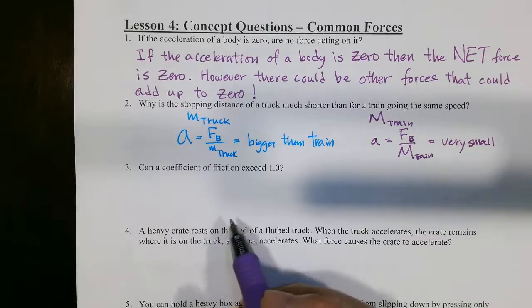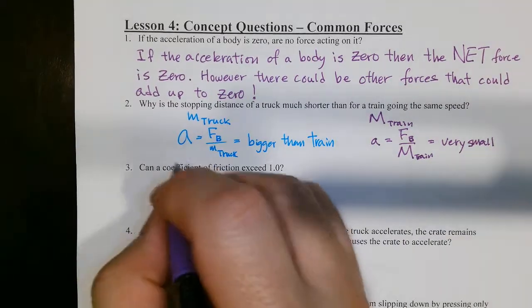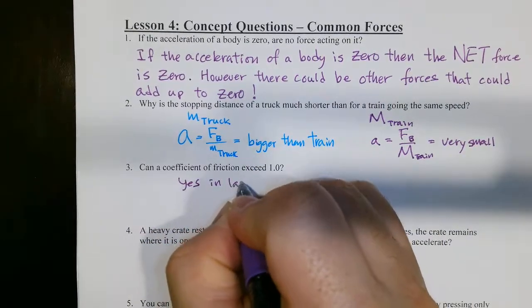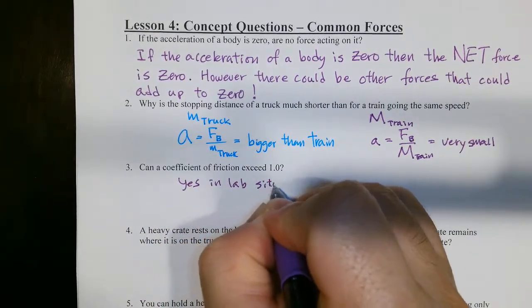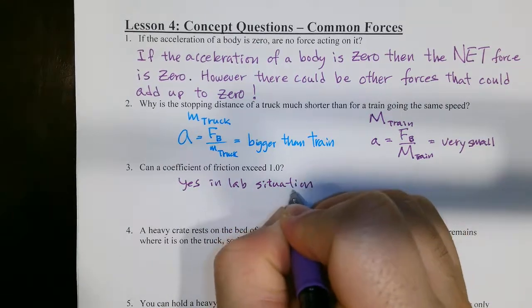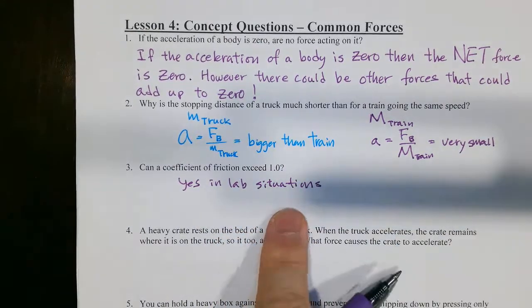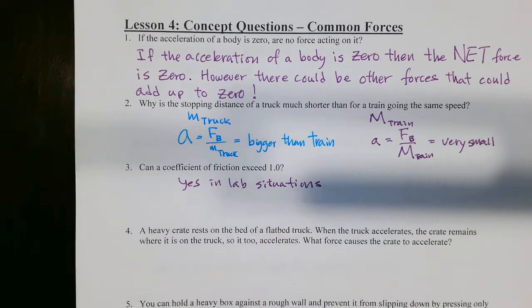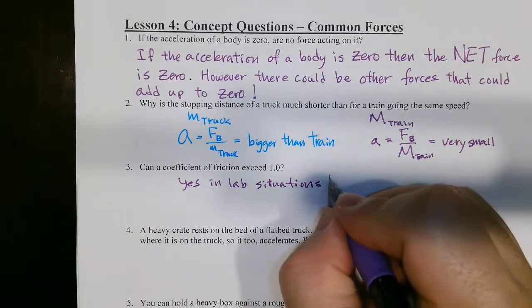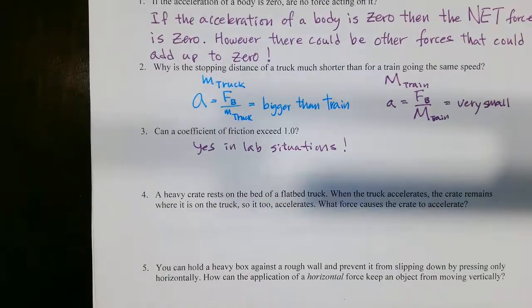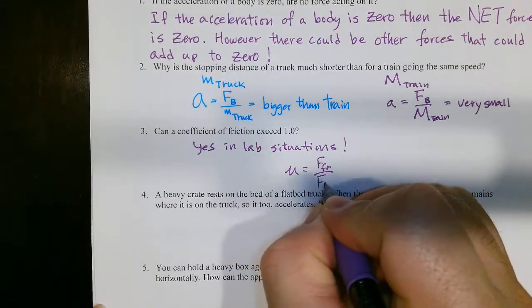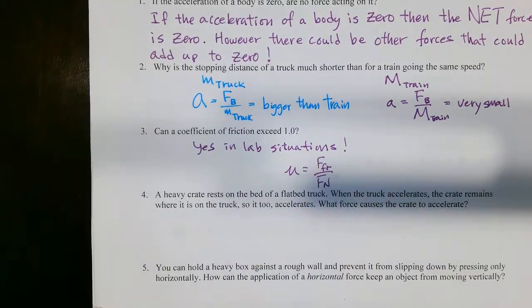Can coefficient of friction exceed 1? Yes, actually, in lab situations. For static, the coefficient of friction can be greater than 1 in some cases, especially the static one. Since mu is equal to F friction divided by F normal, it can be produced in lab situations.